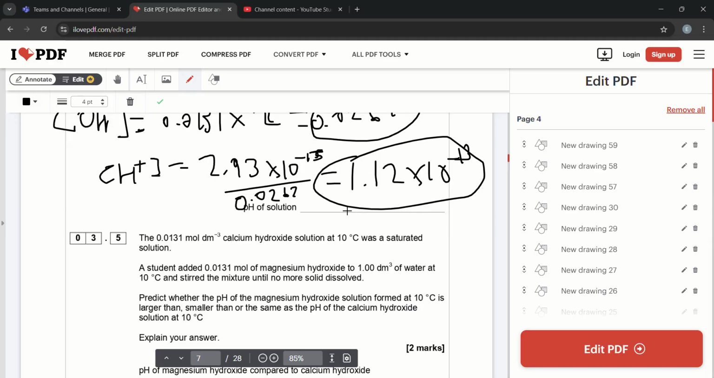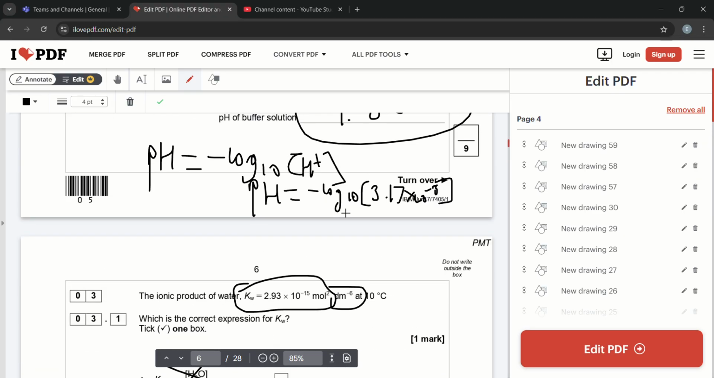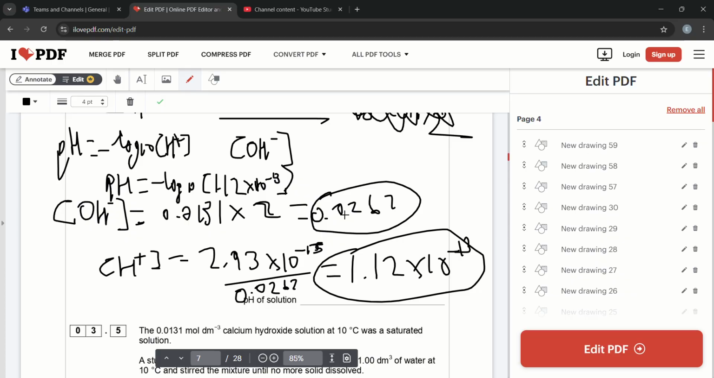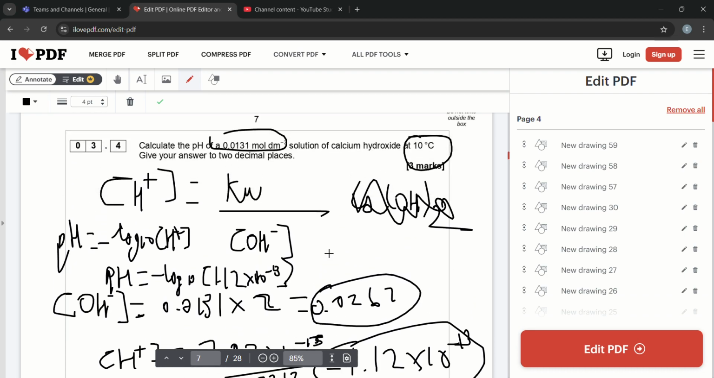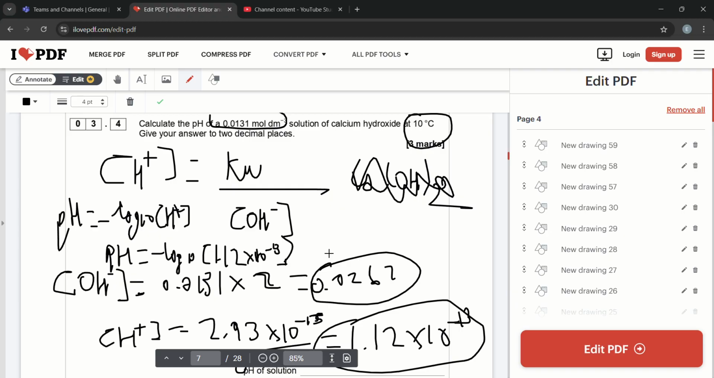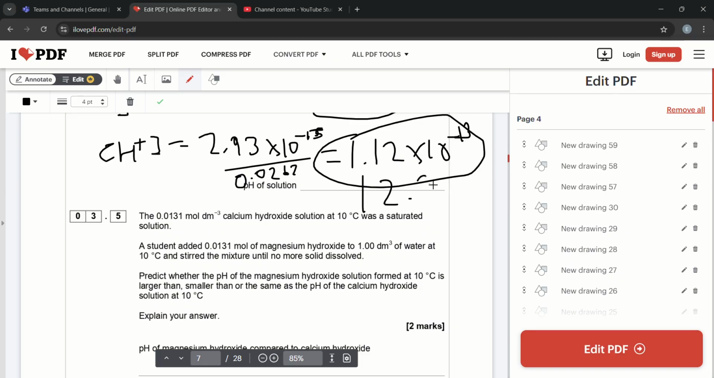Did I do that correctly? 2.93 times 10 to the power minus 15 divided by 0.0262 gives 1.12 times 10 to the power minus 13, and then pH is equal to minus log 10 of my answer, 1.12 times 10 to the power minus 13, which is 12.95, sorry, 12.95, to 2 decimal places, and that is the pH of the solution.